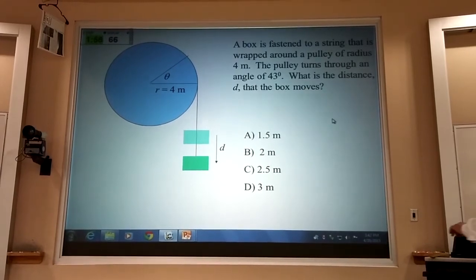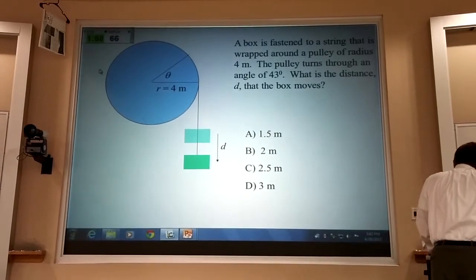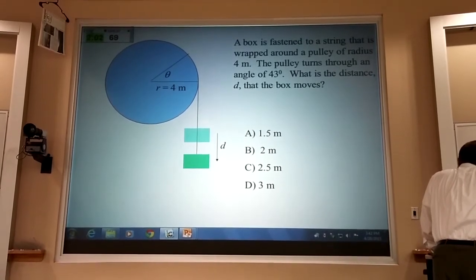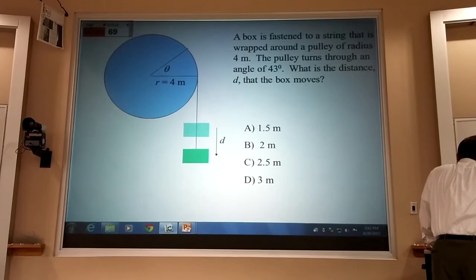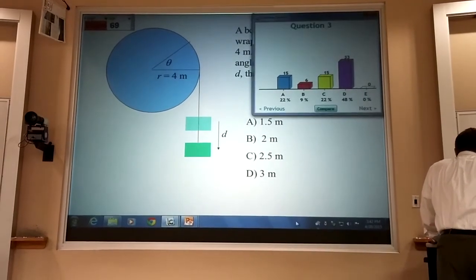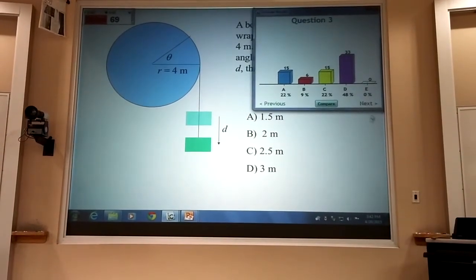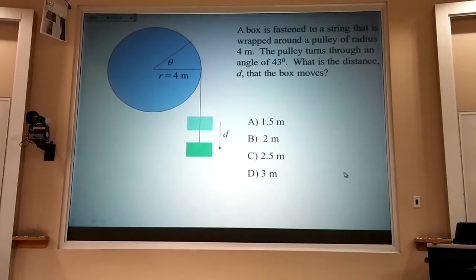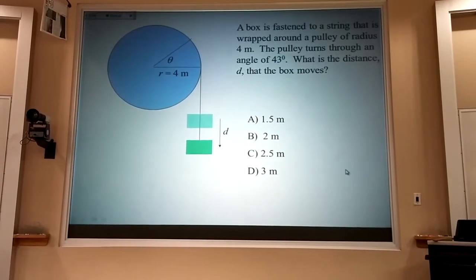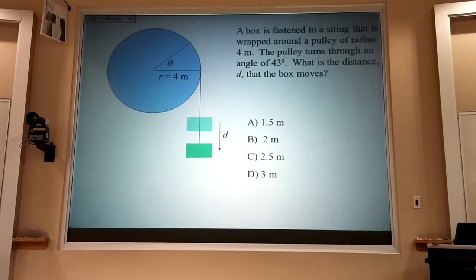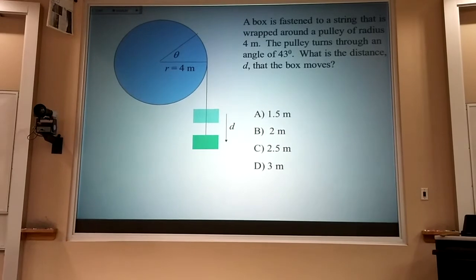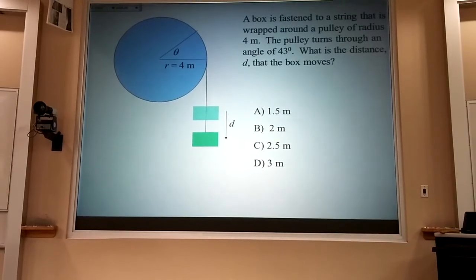Okay, if you haven't voted, get your clicker points. Okay, we're kind of all over the map here. And that's okay, because this is a challenging problem. And I set you up. I made it more challenging than it had to be. Let's solve it together.